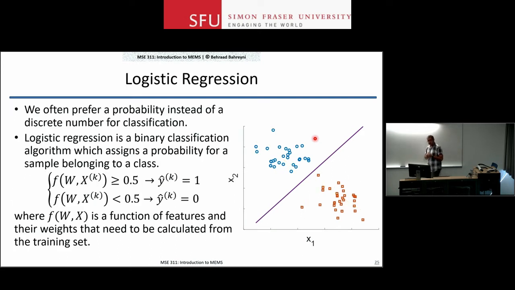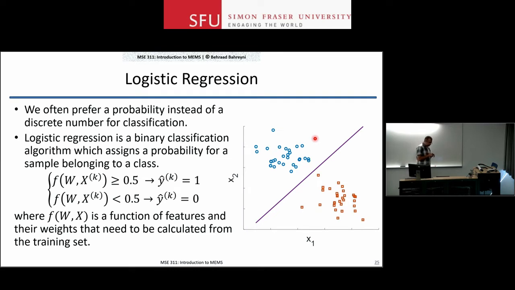Often, however, we prefer to have a probability. I do want to know, eventually, whether this data point belongs to this class or that class. So 0 or 1 is a decision that I'd like to make in the end. But often a probability is more helpful than a 0, 1 output.